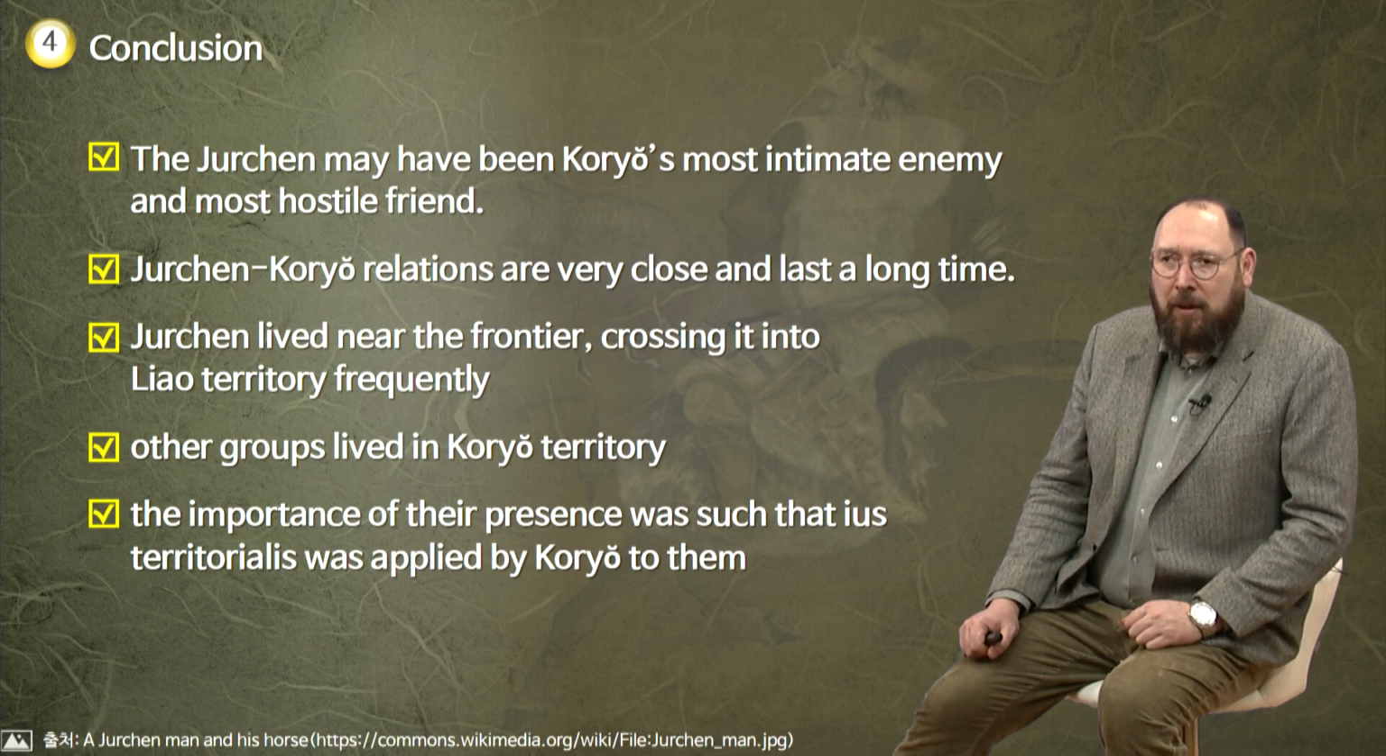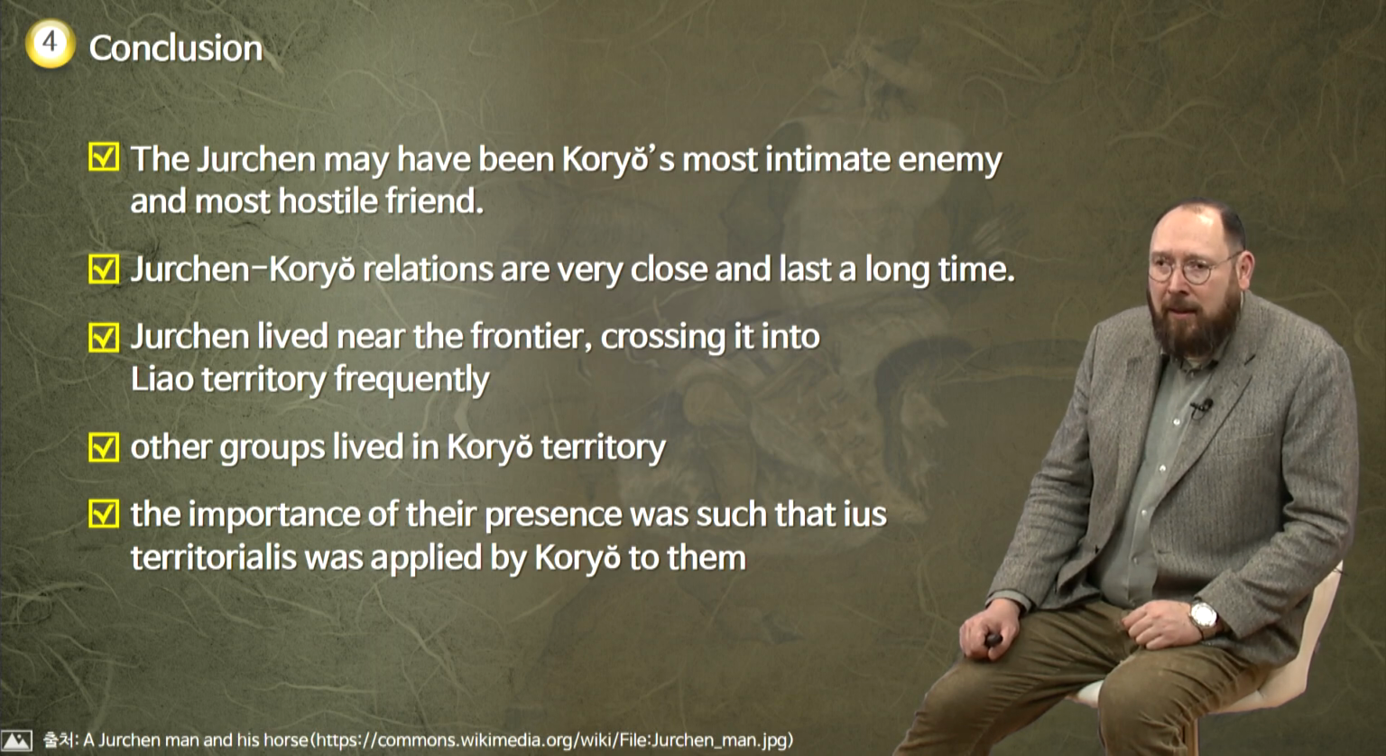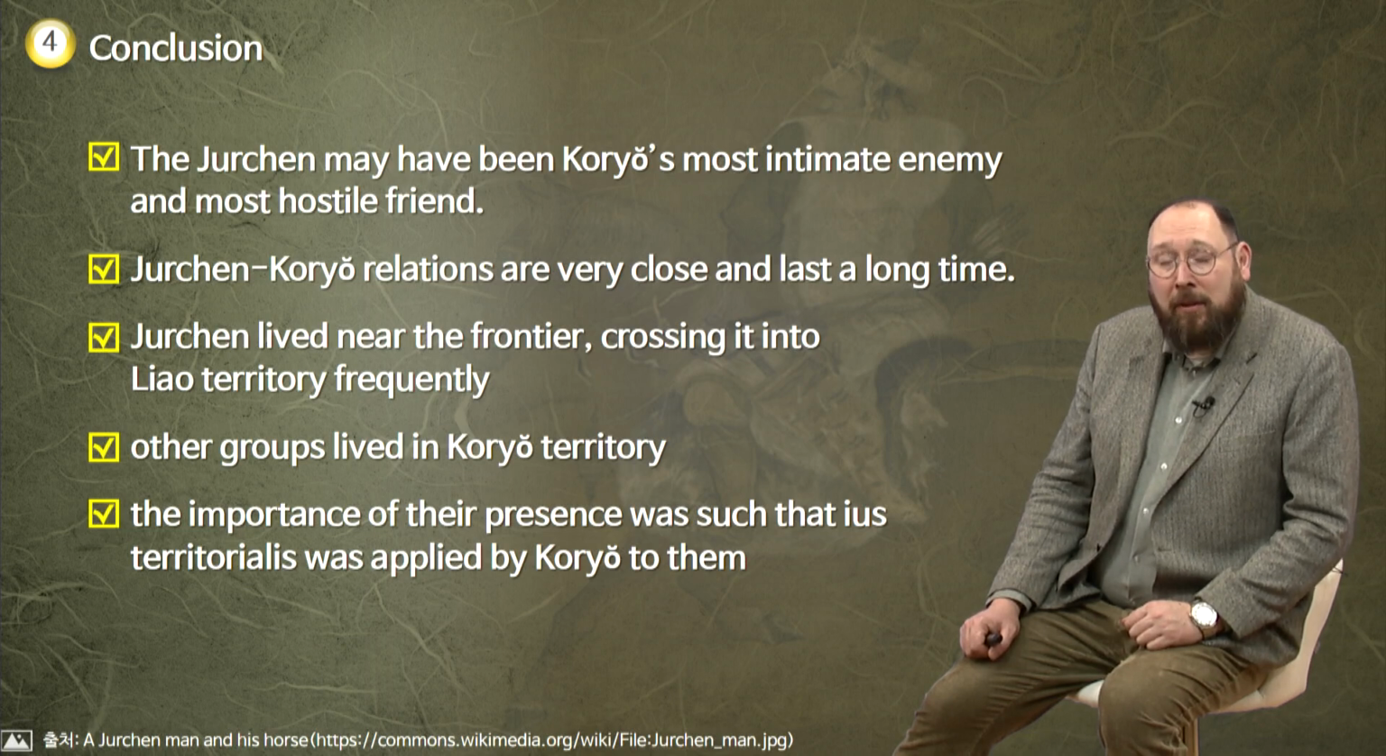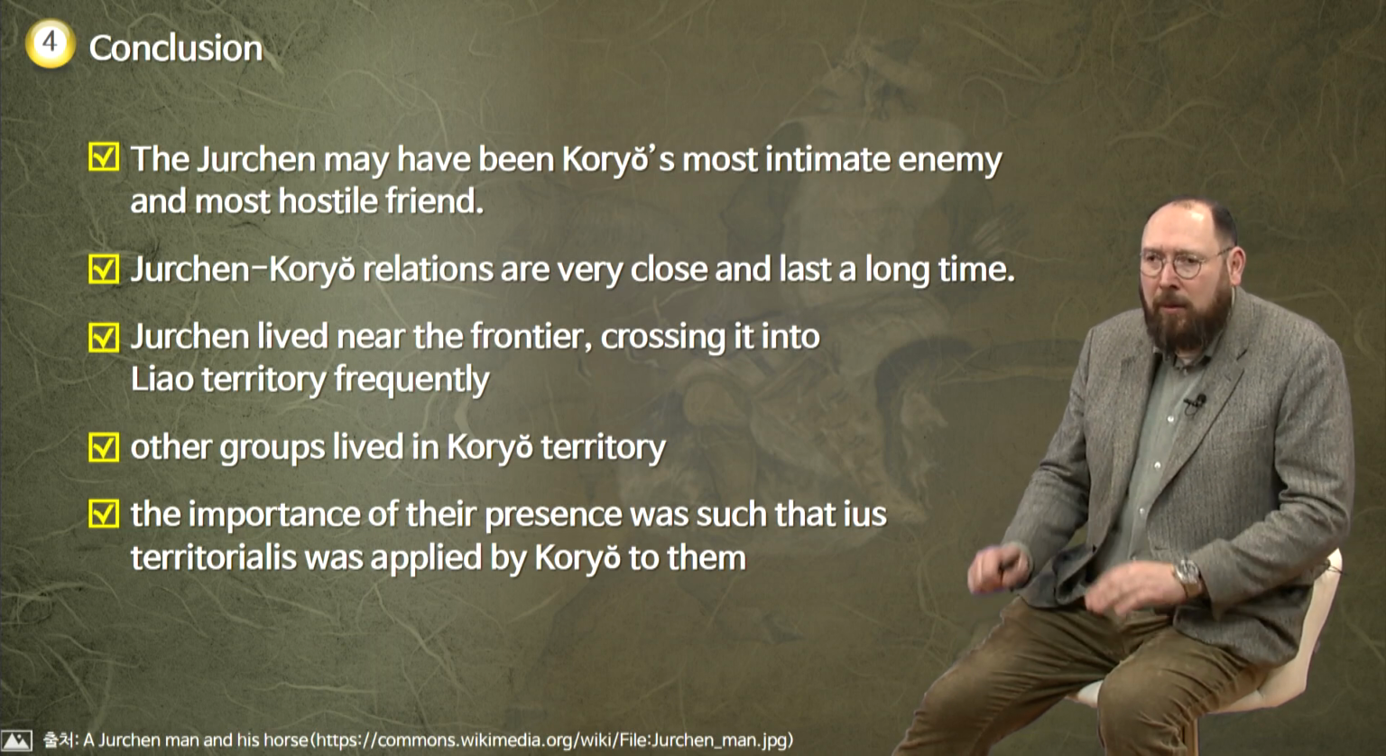And the Jurchen-Koryo relations are, as I mentioned before, very, very close, and they last a long time. Roughly they begin even before Koryo comes into itself as a dynasty, and they outlast the Koryo dynasty. Well, not the relations with the Koryo state, because the Koryo state disappears in 1392, but the Jurchen remain an extremely important presence also in the Choson dynasty, although in a different way.